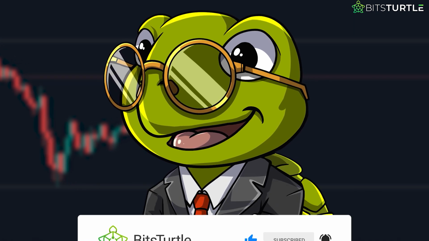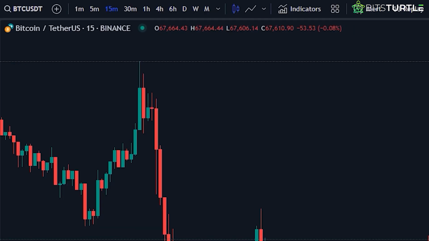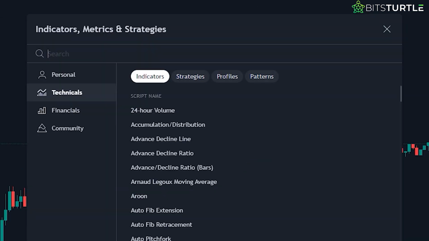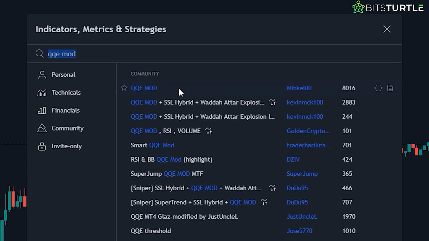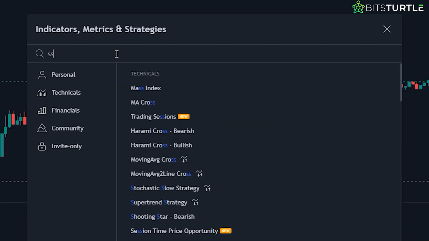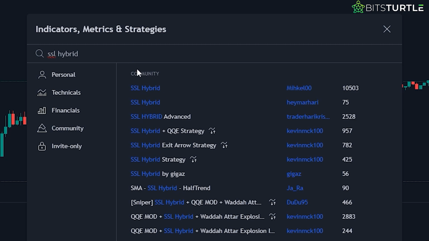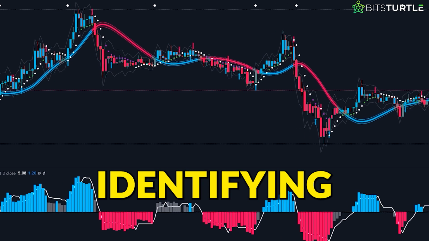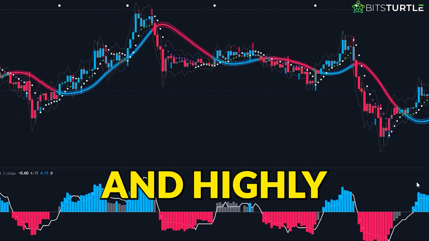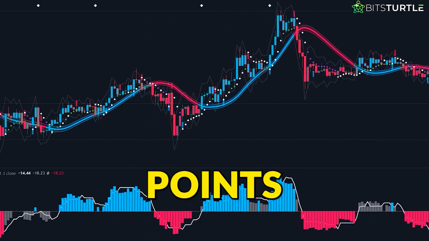Let's get started. To include this fantastic indicator in our chart, start by clicking on the Indicator tab. Then, search for QQE Mod, authored by Mihkel00, and follow it up by searching for SSL Hybrid, also created by Mihkel00. Used together, they form a formidable strategy for identifying trends, momentum shifts, and high-probability entry and exit points.